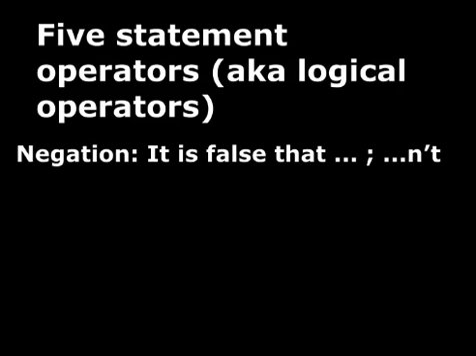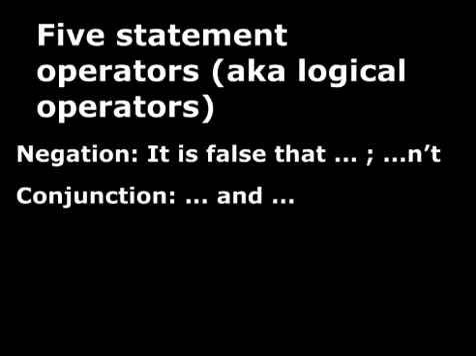The first is negation, and this is expressed in a number of ways in English. You could say "it is false that," or sometimes you can just put an N apostrophe T on the verb of the statement that you're negating. Conjunction is usually expressed with "and." Roses are red and violets are blue, for example. Disjunction, or sometimes "either/or." Give me your wallet or I'll shoot, something like that.